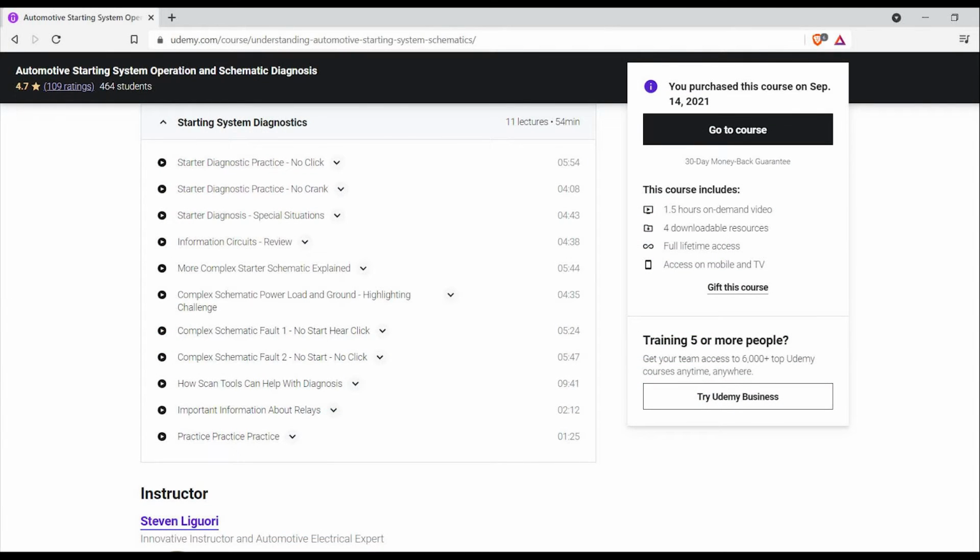You'll be shown two examples in the course which will be the most common symptoms of a no start. That is, your car doesn't start and you don't hear a click, or your car doesn't start but you do hear a click.